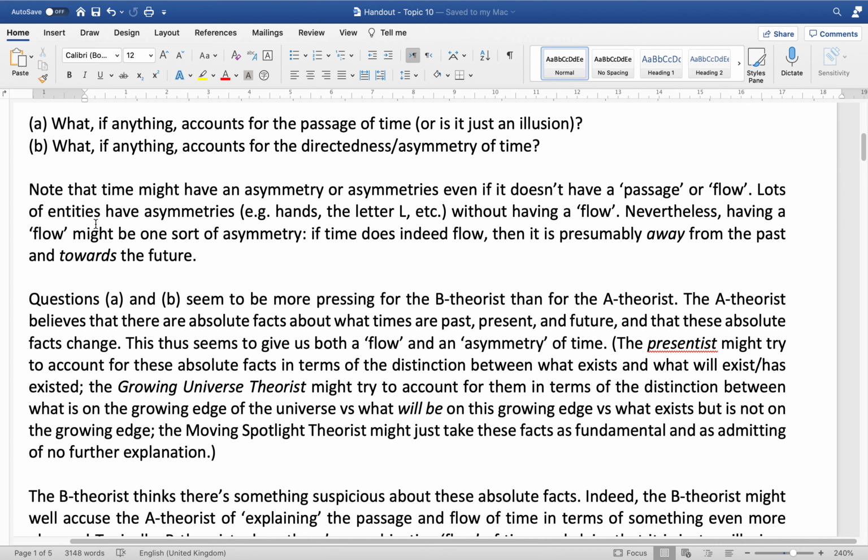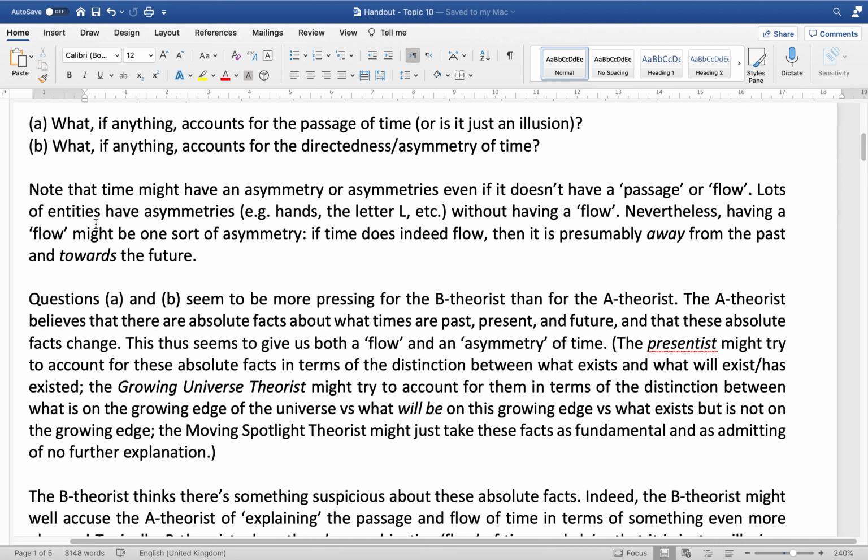Growing universe theory, again, normally considered a form of A theory, might try to account for the arrow of time in terms of the distinction between what will be on the growing edge of the universe, and what exists but is not on the growing edge of the universe. In other words, what's past. So again, this gives us a natural interpretation of the arrow, which again is sort of parasitic on the growing universe theorist's account of flow.